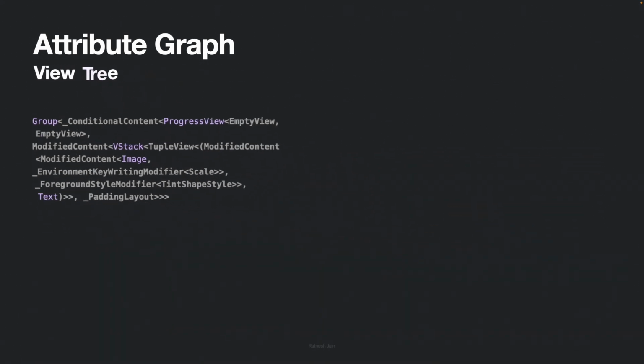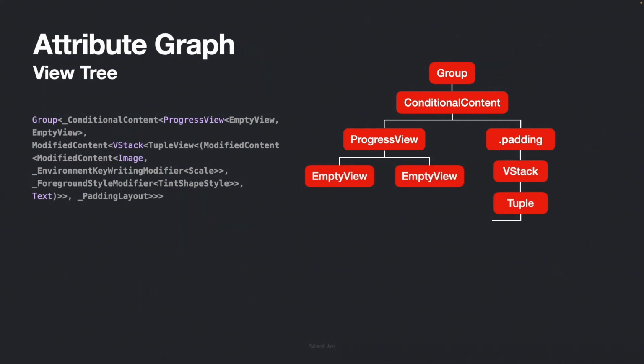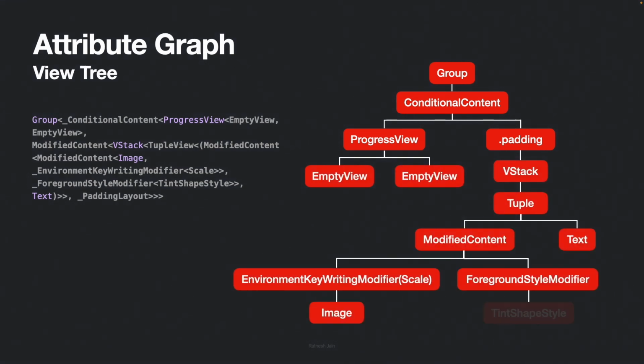And using this code, it will generate a view tree. I have highlighted some of the views in purple. Those views we know and use every day, and the other things are grayed out with some underscore. These are the internal views that SwiftUI uses to identify the view hierarchy, and using this it creates a view tree like this.